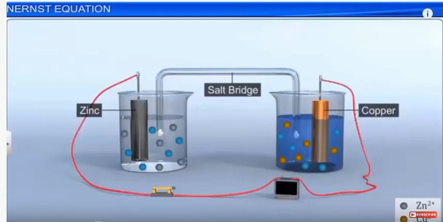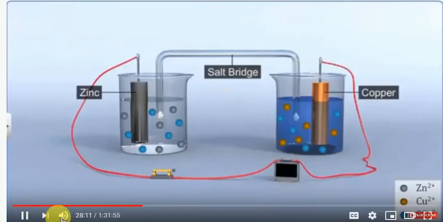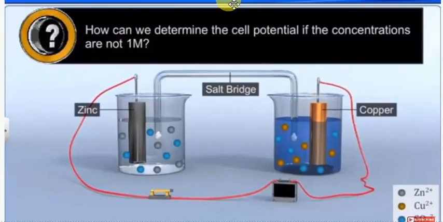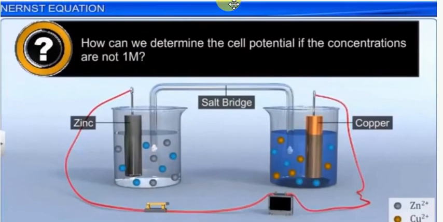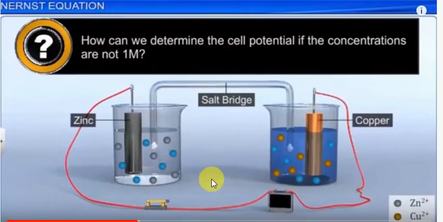Standard electrode potentials are determined at 1 M concentrations. However, cell potentials are concentration dependent. How can we determine the cell potential if the concentrations are not 1 M?